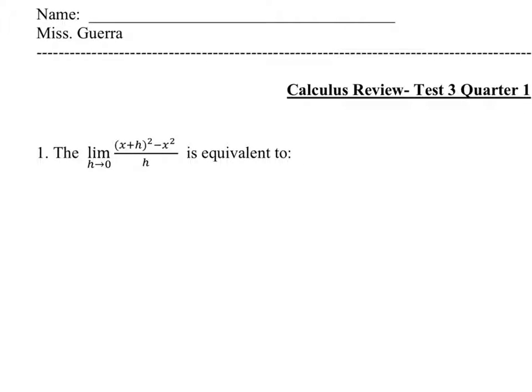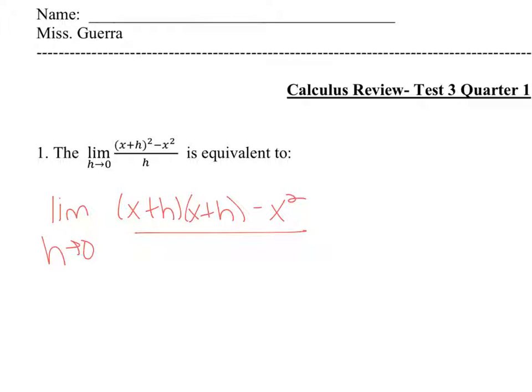So I'm going to first rewrite the limit as h approaches 0. I'm going to rewrite (x plus h) squared as (x plus h) times (x plus h), minus x squared, all over h. By the way, this is the definition of the derivative. So basically my goal is to get that h in the denominator to cancel out. I'm going to FOIL this.